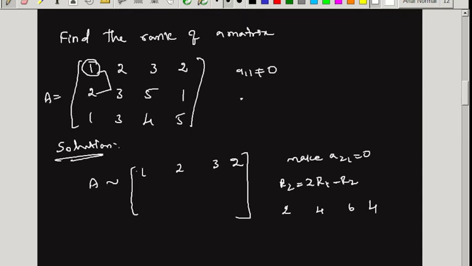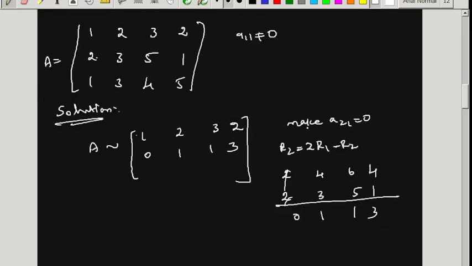Now R2 is written as it is, 2, 3, 5, 1. Subtract it. So here minus is there, subtract it. This becomes 0. 4 minus 3 is 1. 6 minus 5 is 1. 4 minus 1 is 3. So here we are getting 0, 1, 1, 3.